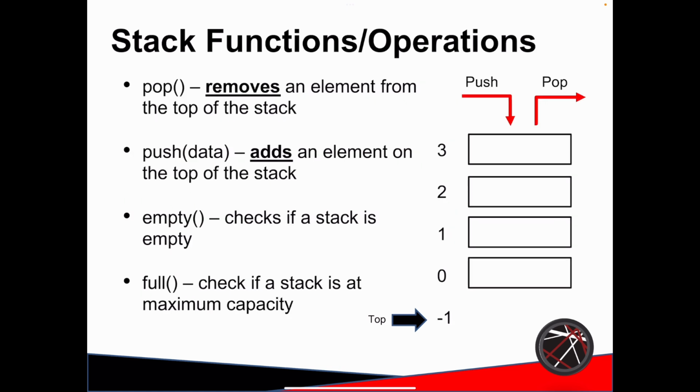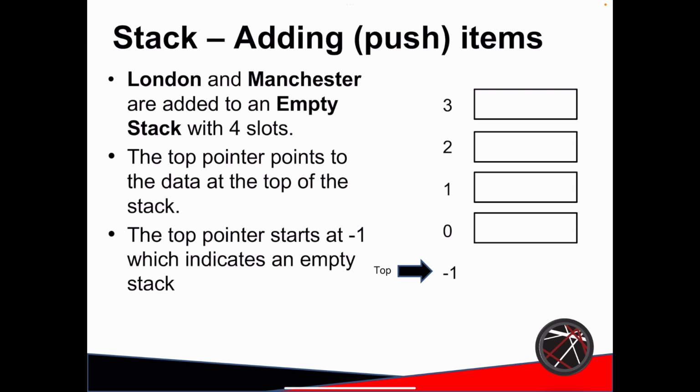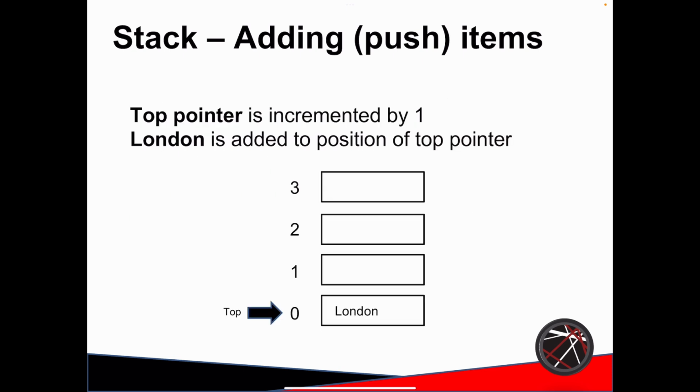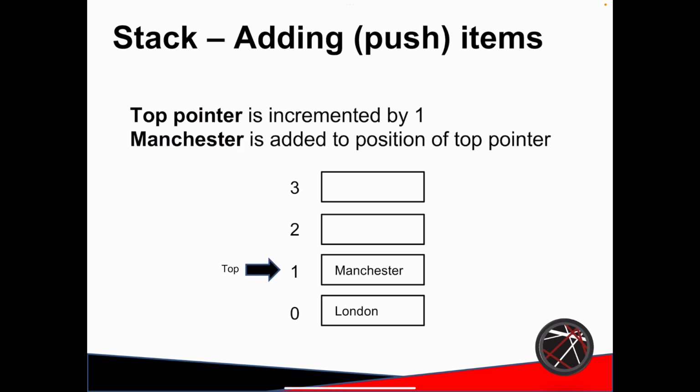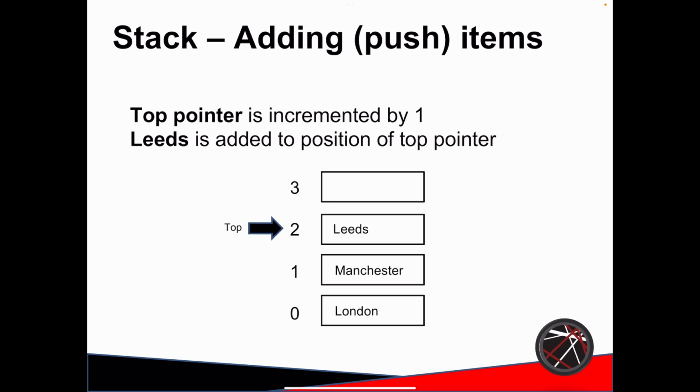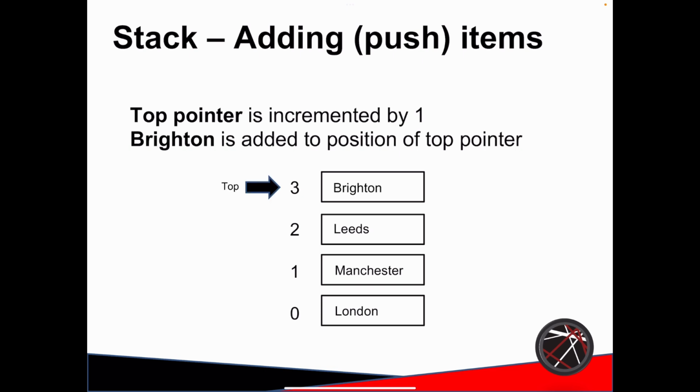So if we want to carry out various actions with this, we must always be checking, is the stack empty or full? And we must also push to add data and pop to remove data. So if we're going to push some elements into our stack to start off with, we first of all check where the top pointer is. Is there space remaining in our stack? We therefore add London, and the top pointer increments to 0. We then do it again with Manchester. It's now incremented to 1. We can keep going. Let's add Leeds, incremented to 2. We then add Brighton in. Again, it's incremented to 3.